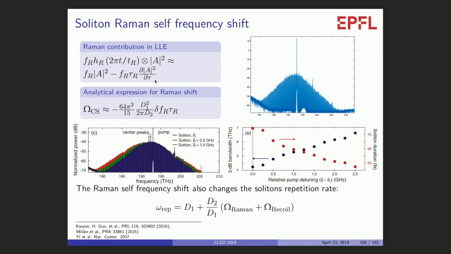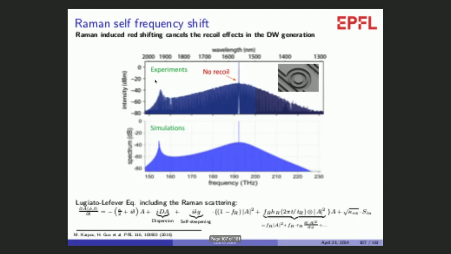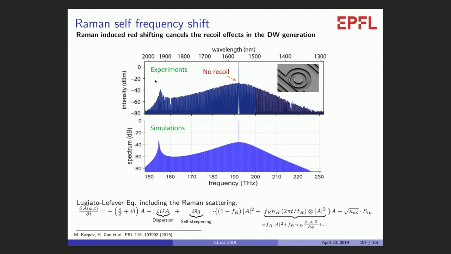Now you also have to introduce the so-called Raman fraction. For glass it's about 20%, but that fraction can be wildly different for different materials. And so you need to experimentally generate spectra and then compare to theory to see what fraction matches your observation.